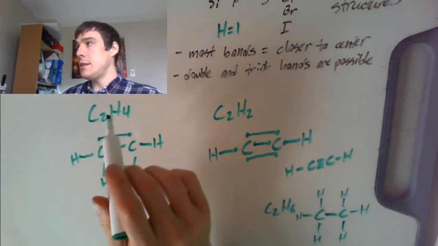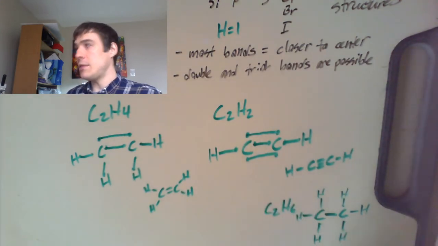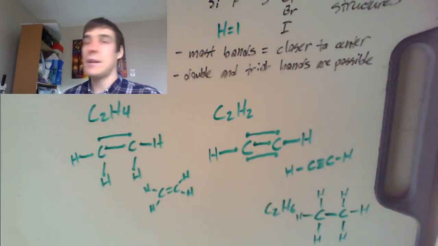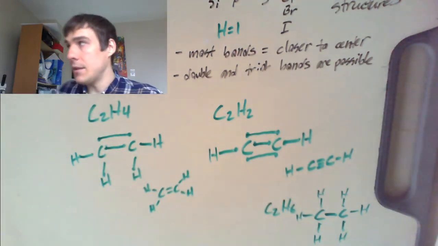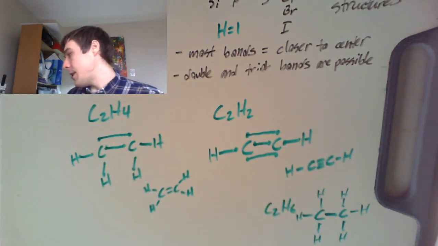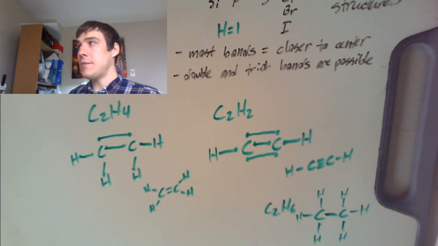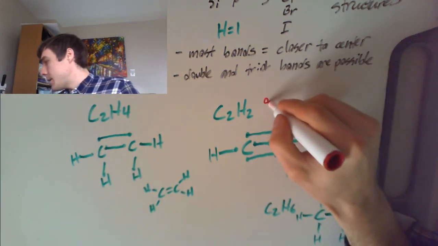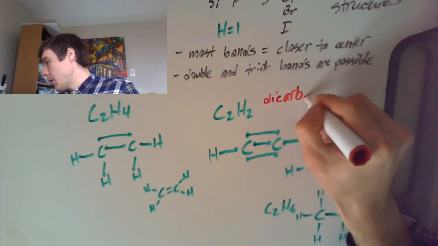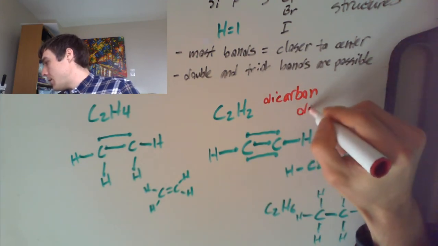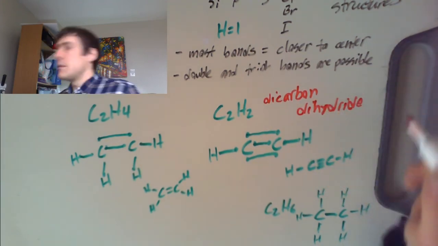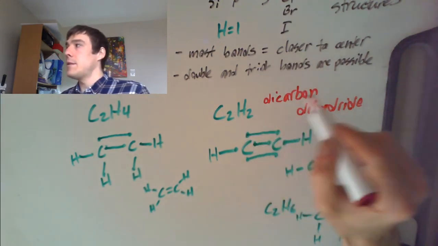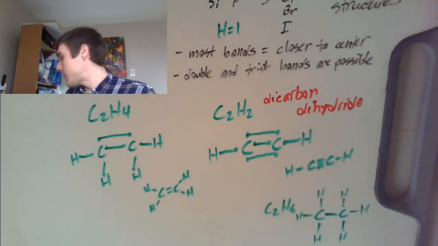So here we've got C2H4, C2H2, and C2H6, all just carbons and hydrogens, all of them just binary. Then we can name these. They'll have different names. This one is dicarbon dihydride, because that's how we name them, right? Carbon is the first, and then dihydride, 2 hydrogens, dihydride.